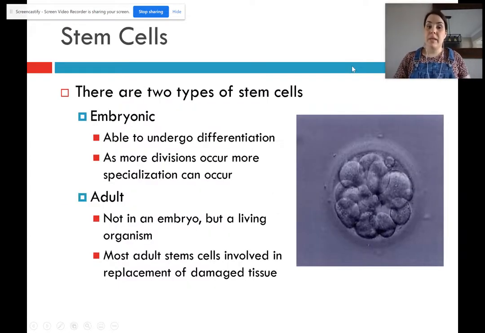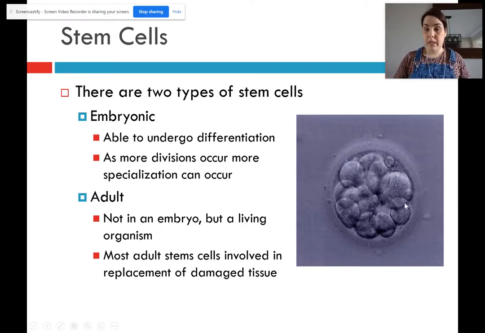So there are two main types of stem cells that we have. We have embryonic stem cells and adult stem cells. Embryonic stem cells are able to undergo differentiation. So they start off as this group of unspecialized cells, and over time, as they divide, they will become more and more specialized and differentiate or become different from one another as development goes on. Okay, so as more and more divisions occur, you're going to become more and more specialized.